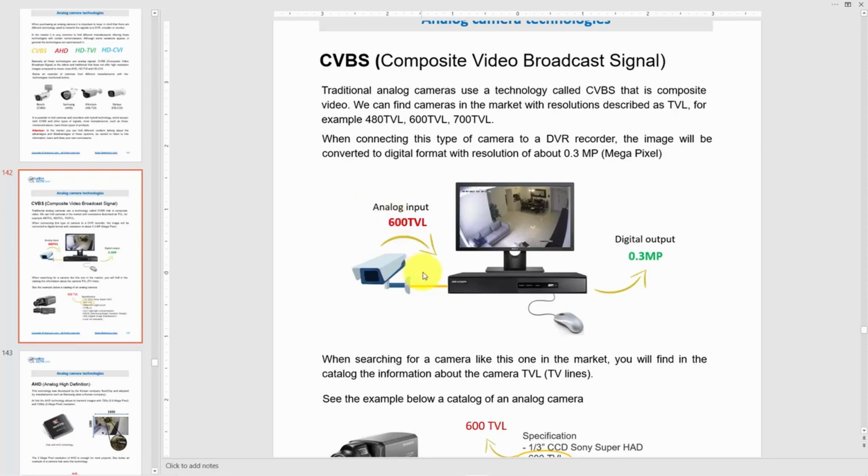So basically, you get a traditional DVR with the standard conversion. You've got to have analog input here, let's say 600 TV lines. That's converted to 0.3 megapixels. So you have analog input and digital output. That's basic stuff. It's old stuff, old technology, but it's still available in the market. I don't recommend it anymore, as I said before, but it's still available out there, right?